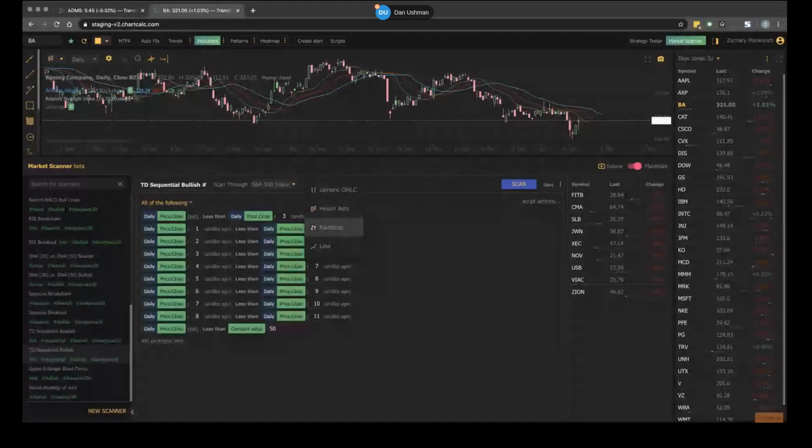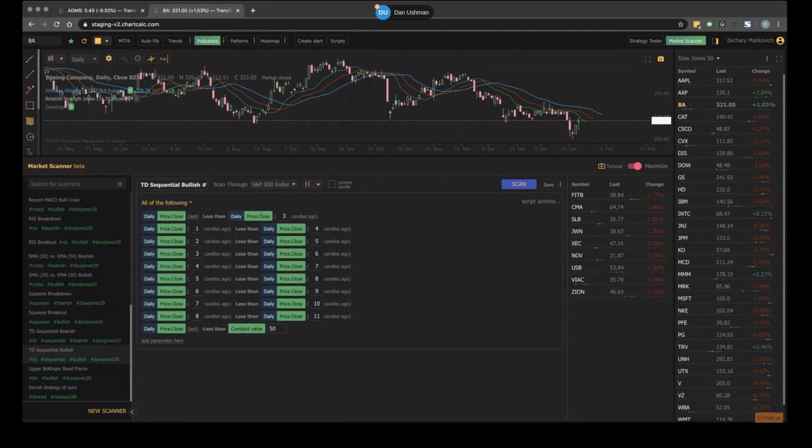Next thing we have here is the type of chart you want to scan on. Heikin-Ashi and raindrop charts do not have open and close prices in a traditional sense. That's why they are separated here. But you can scan Heikin-Ashi, you can scan raindrops, you can scan simple close prices with the line chart, or you can scan generic candles. This is unique. No other tool out there lets you scan based on chart type, which is something really interesting.